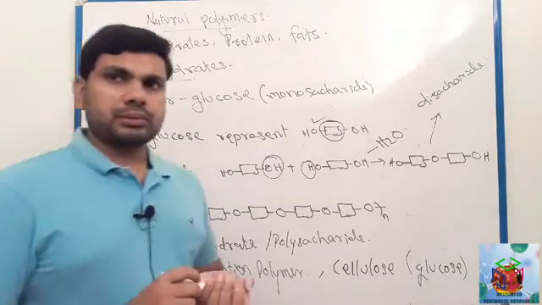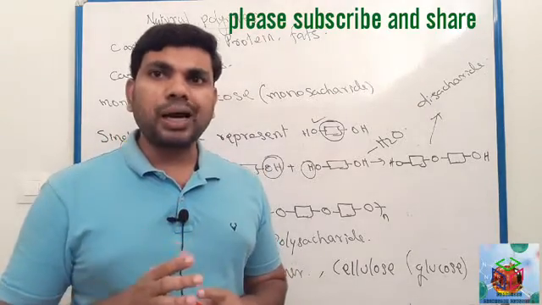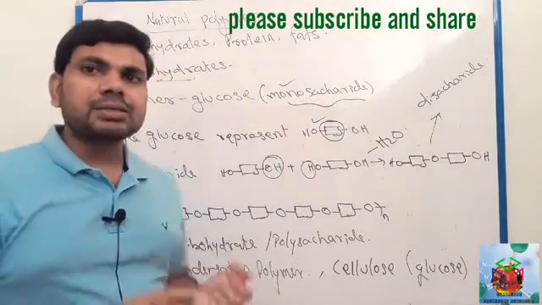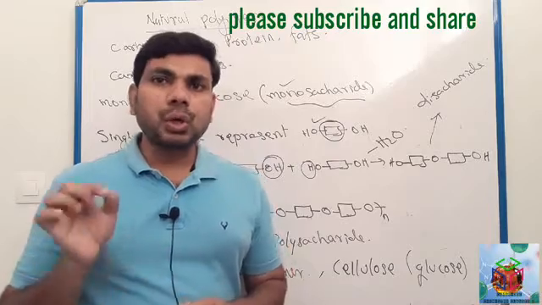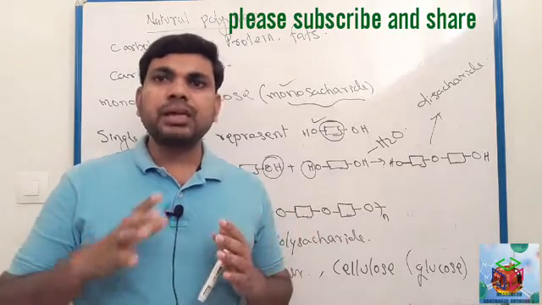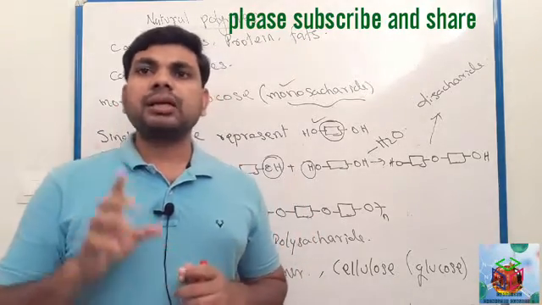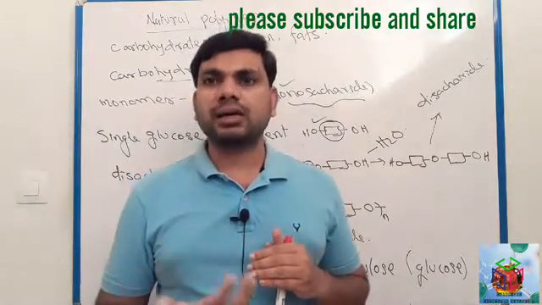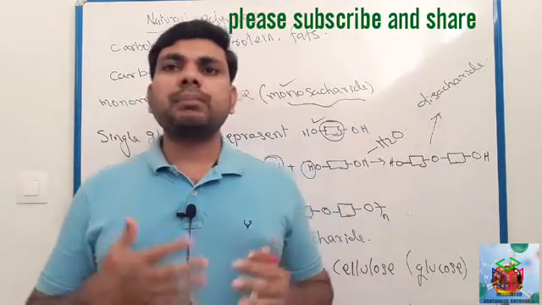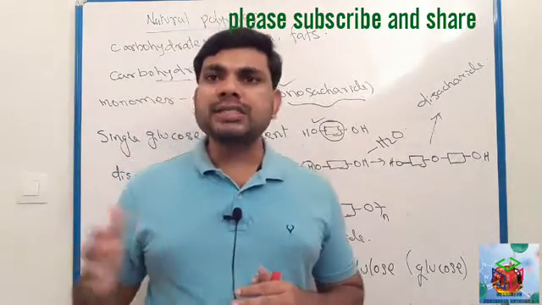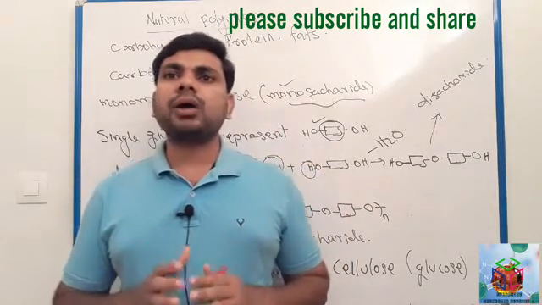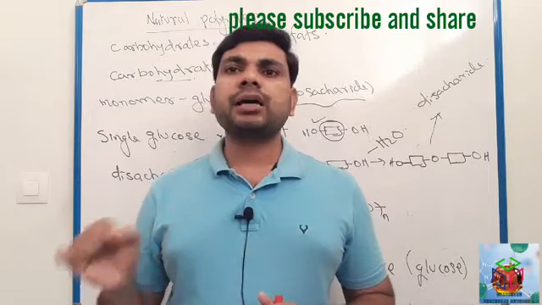Look here, the simplest unit of carbohydrate, glucose, also called monosaccharide. Mono means one. Here two glucose join to form disaccharide. Monosaccharide means one glucose. Disaccharide means two glucose join together. Polysaccharide means many glucose join to form a big heavyweight molecule. Such type of molecules are called polysaccharide. So polysaccharide is a polymer.